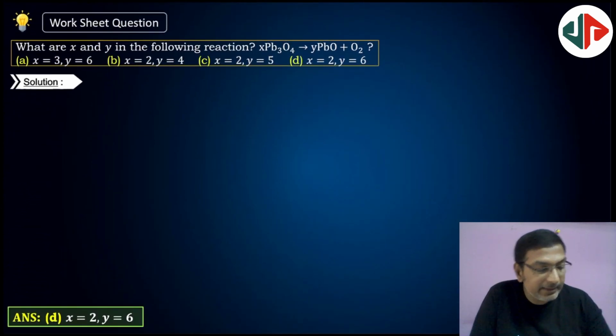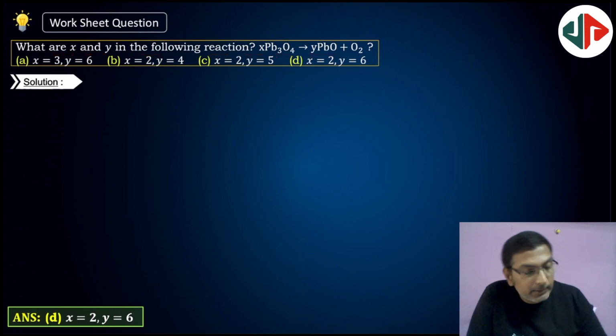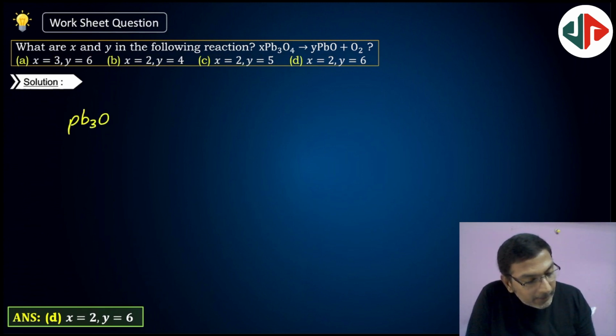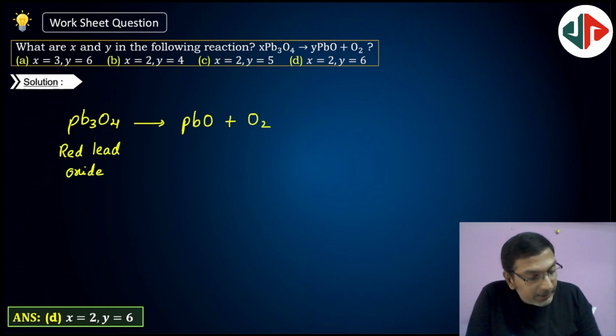So what are X and Y in the following reaction? So Pb3O4, which is red lead oxide. Red lead oxide gives PbO plus O2. So take here 2 moles. Next, here 6 moles.